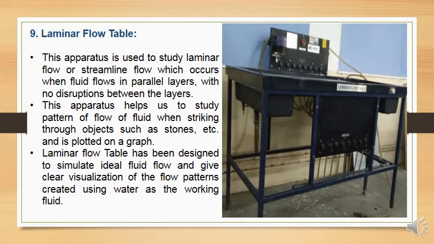Next is laminar flow table. This apparatus is used to study laminar flow, streamline flow, which occurs when fluid flows in parallel layers with no disruptions between the layers. I have told you that if the layers of the fluid flow without disturbing each other, then it will be a laminar flow. And if they disturb each other, then it will be the turbulent one. The opposite of turbulent is laminar, that is uniform and streamlined flow.